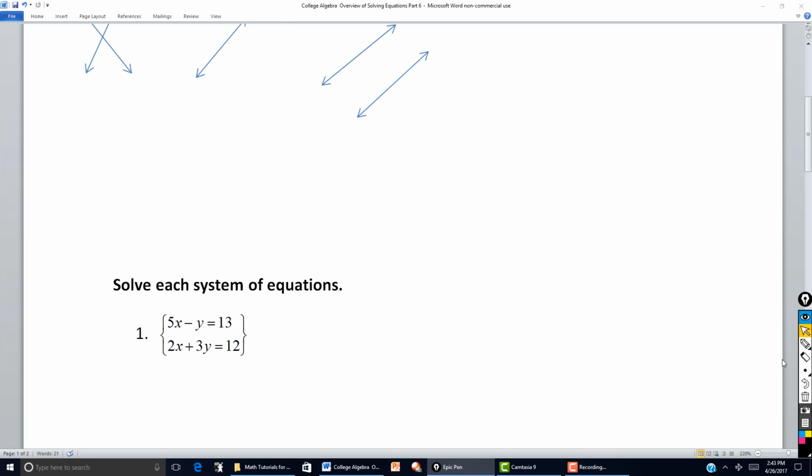So let's look at the first one. The first three are going to be systems of two equations with two variables, x and y. Okay, it doesn't have to be an x and y, it could be p and q, but typically we use x and y.